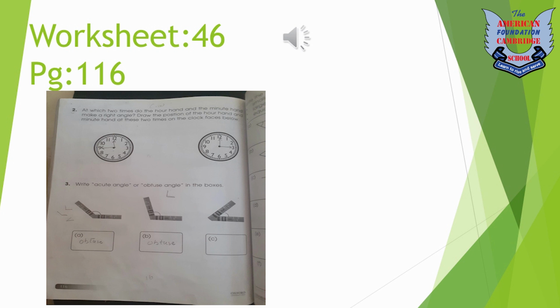It's not a right angle because the second line is not straightly above or making a 90-degree angle. It's greater than 90, so that's why this is obtuse. Come toward part B. This angle is also obtuse because it's greater than 90. Alright, I'm leaving C for you to solve.